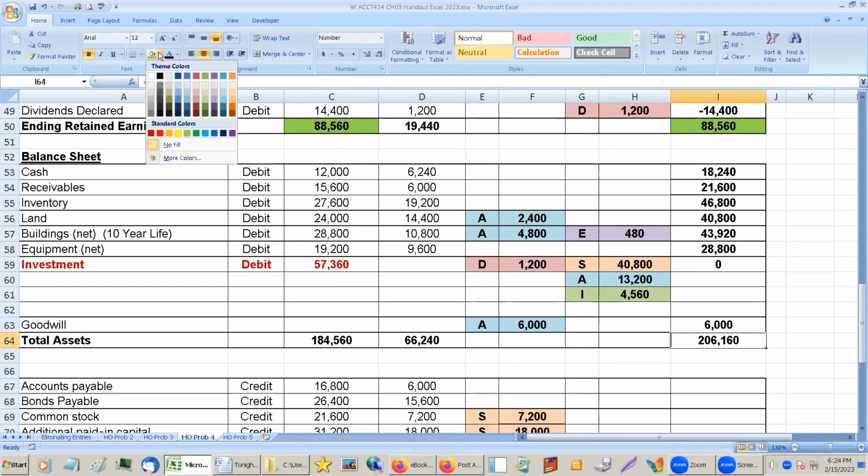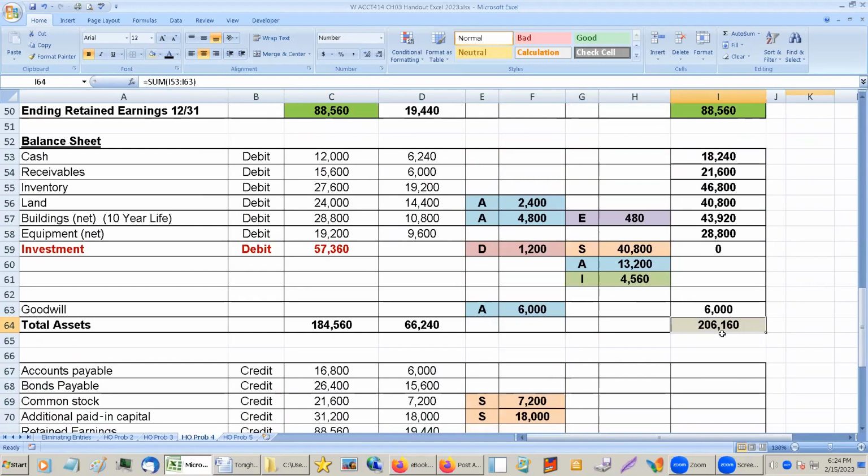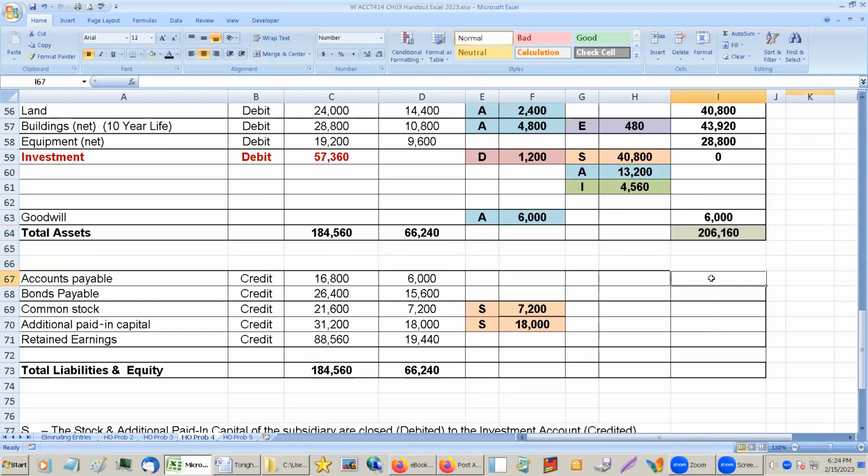So those are the total assets, and hopefully it doesn't look too much like the other one. There we go. All right, so these are the total assets for the consolidation. And hopefully down here will be the same thing. Now, the first two, we take those and smash them together.